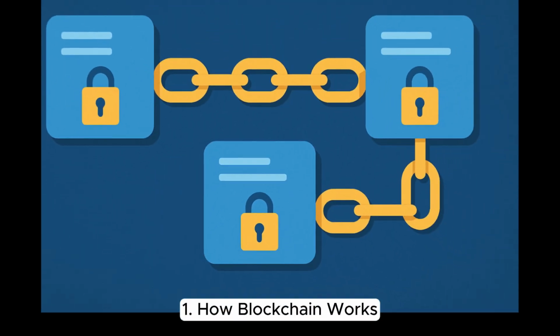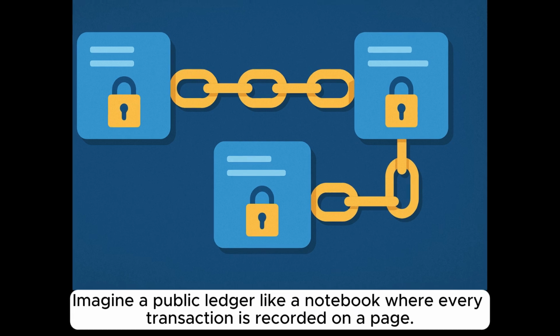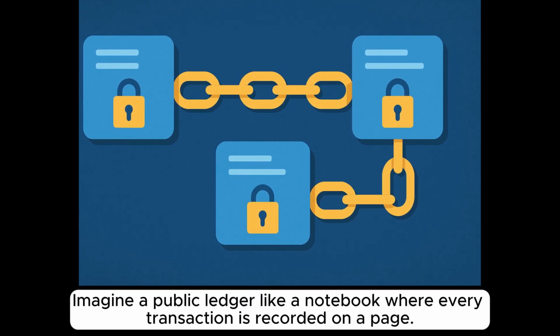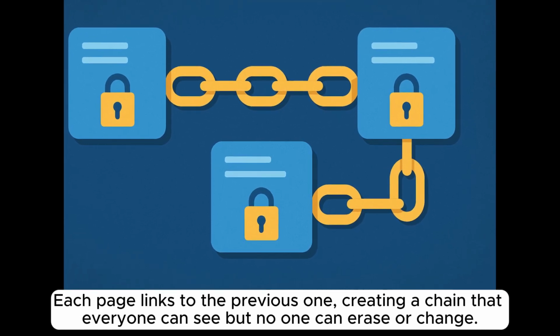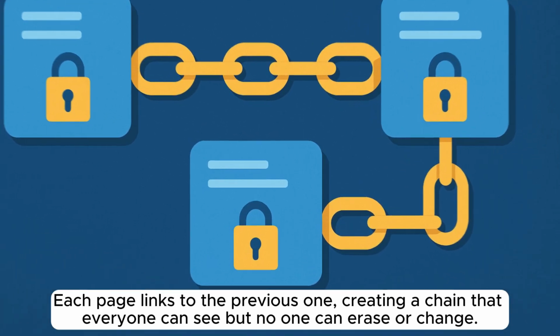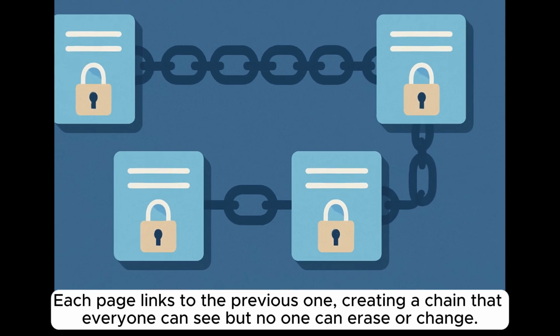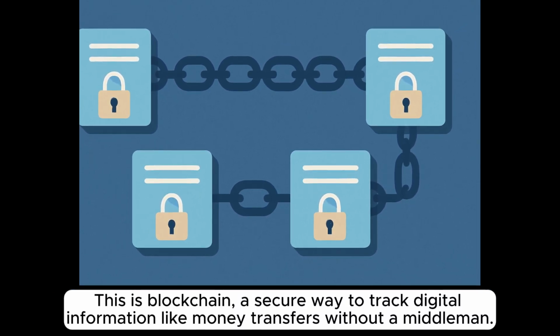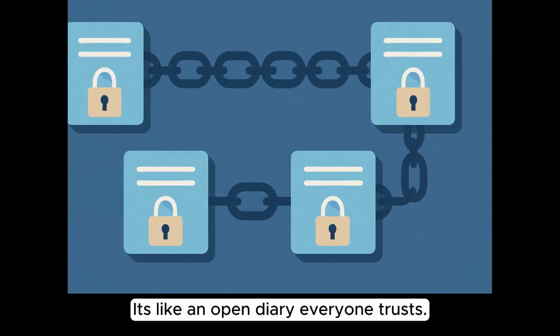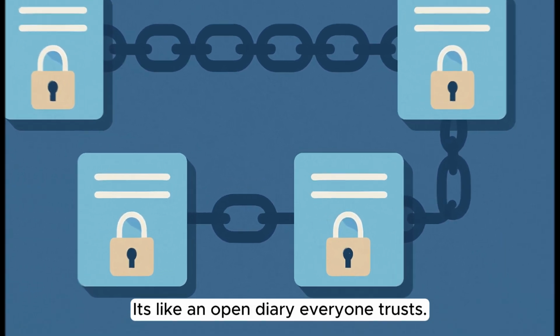1. How blockchain works. Imagine a public ledger like a notebook where every transaction is recorded on a page. Each page links to the previous one, creating a chain that everyone can see but no one can erase or change. This is blockchain, a secure way to track digital information like money transfers without a middleman. It's like an open diary everyone trusts.